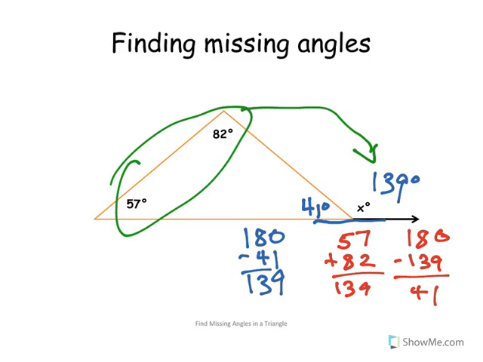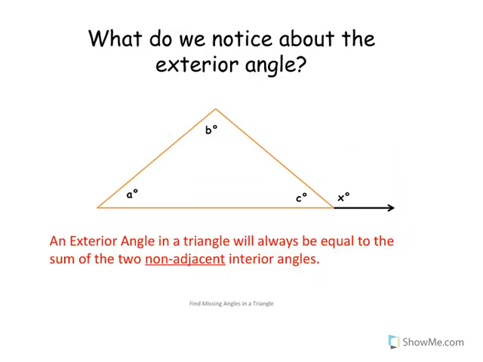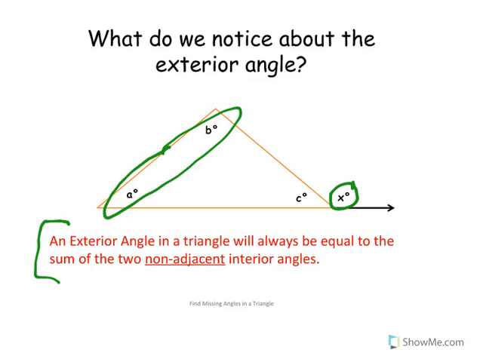And ancient mathematicians figured this out very early on, and they came up with what's called the exterior angle theorem. So the exterior angle theorem says an exterior angle will always be equal to the sum of the two non-adjacent interior angles. So let's put that in plain language. This angle, the exterior angle, will always be equal to the sum of the two angles that are not next to it. Now let's see if we can come up with a very simple proof of why this is always going to be true.